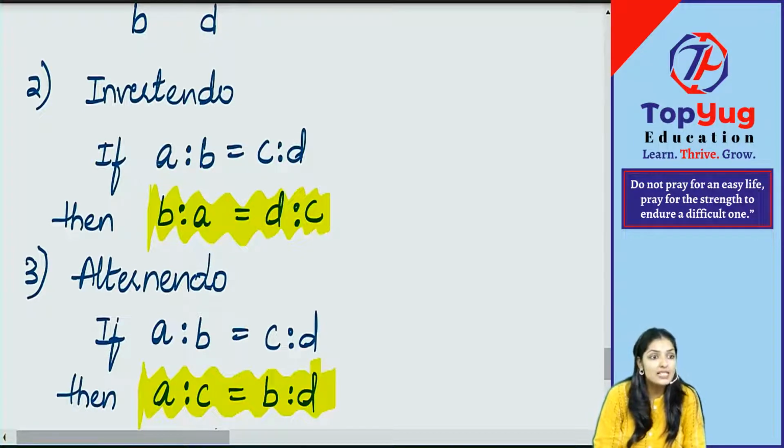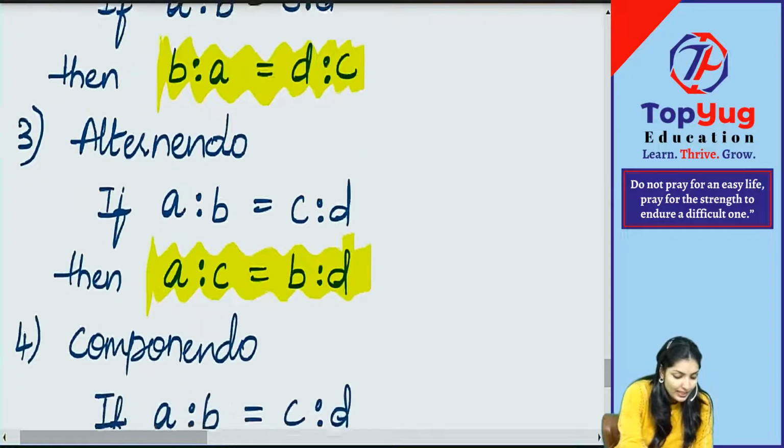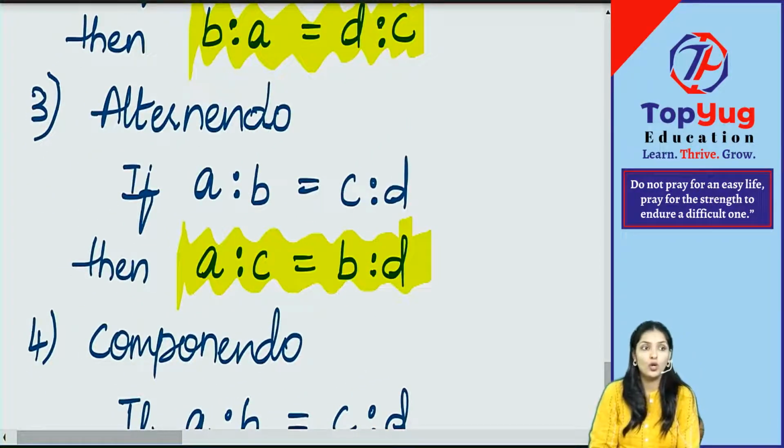Then it is known as invertendo. Invertendo, not ratio, invertendo. Proportion, it is invertendo. Okay. Now the next one, alternando.